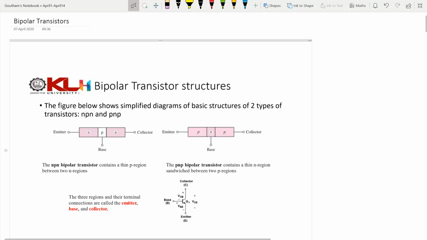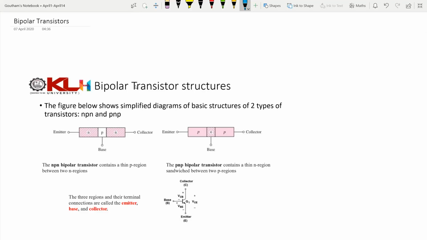Good morning, students. Today we'll be looking at our next topic of discussion, which is bipolar transistors. In the picture shown below, we have rather simplified diagrams of the two types of transistors. One is the NPN transistor shown over here, and the other is the PNP.